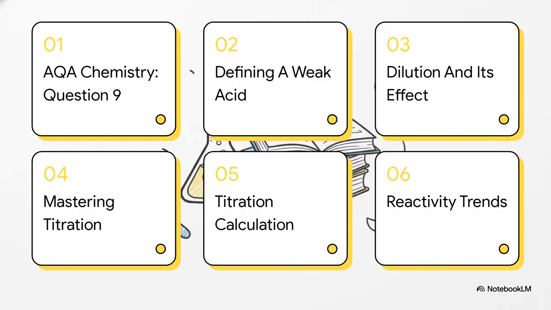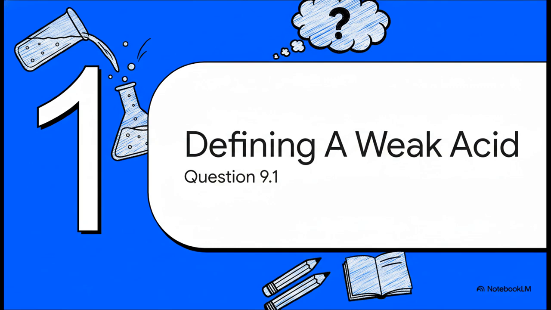Okay, so here's the plan. We're going to tackle this question bit by bit, just like you would in the real exam. We'll kick things off with a classic definition, then we'll look at dilution, move on to the practical skills of titration, absolutely nail the calculation, and then finish up with a big explanation question on reactivity. So let's get started. First up, question 9.1.